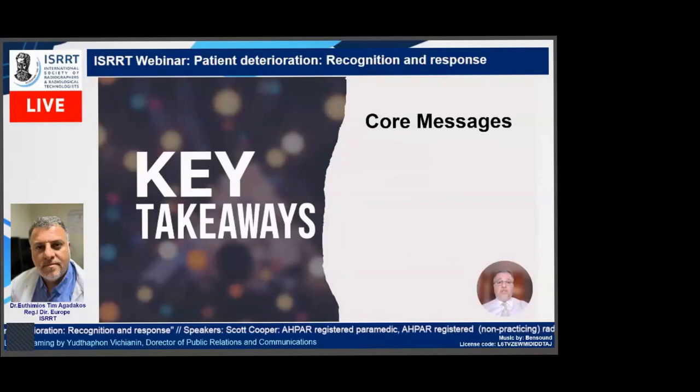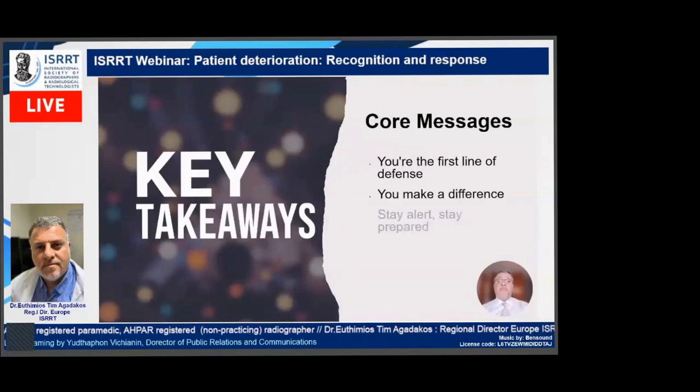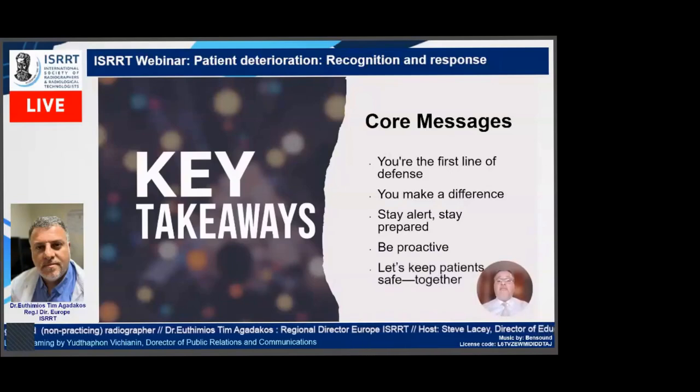your role in emergencies is vital. You are not just the radiographer. And in some countries, you are not just the tech. You are often the first line of defense. You need to make a difference. Stay alert. Stay ready. Be proactive. And let's continue building safer systems for our patients and for each other.